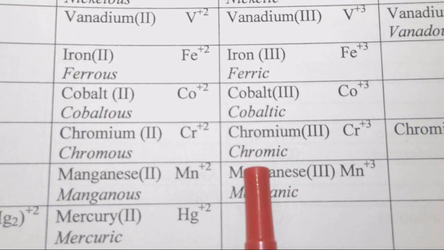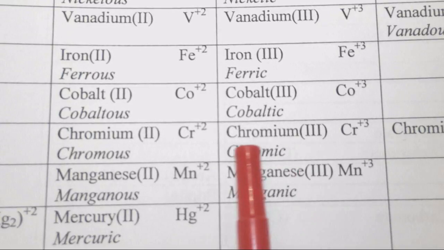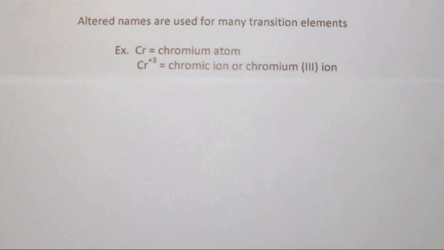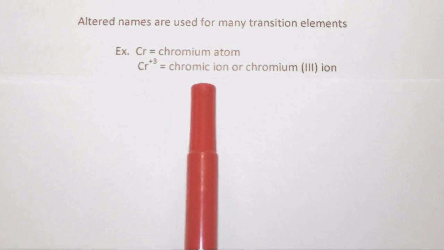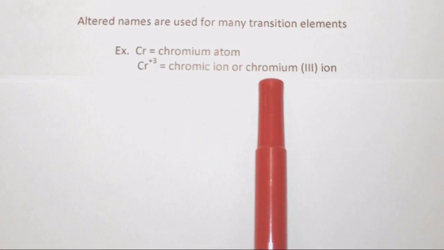An older name, and we'll be learning this is a stock system name. Okay, so it can be called the chromic ion or the chromium 3 ion. You will have this chart to use on the test. So at this point, you are not going to have to memorize all of these, but you do need to know how to look them up on the chart and use the names correctly.